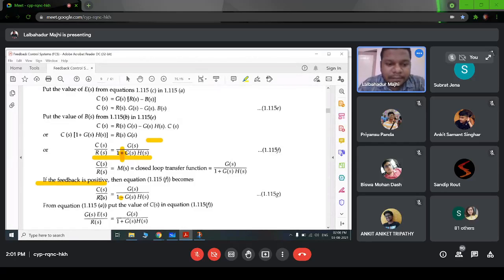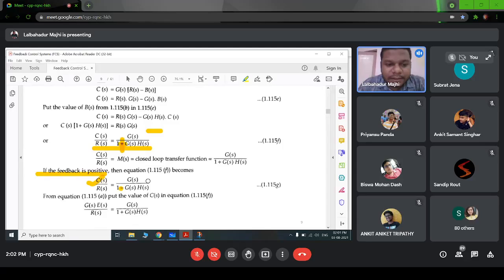So in case of a positive feedback system, if G of S and H of S becomes equal to 1, then what will happen? Our system will become infinite, right? This is G of S divided by 0. So at that time, our system will become infinite. So that is why we normally don't use positive feedback system. But there are systems that use positive feedback. We'll discuss those later.